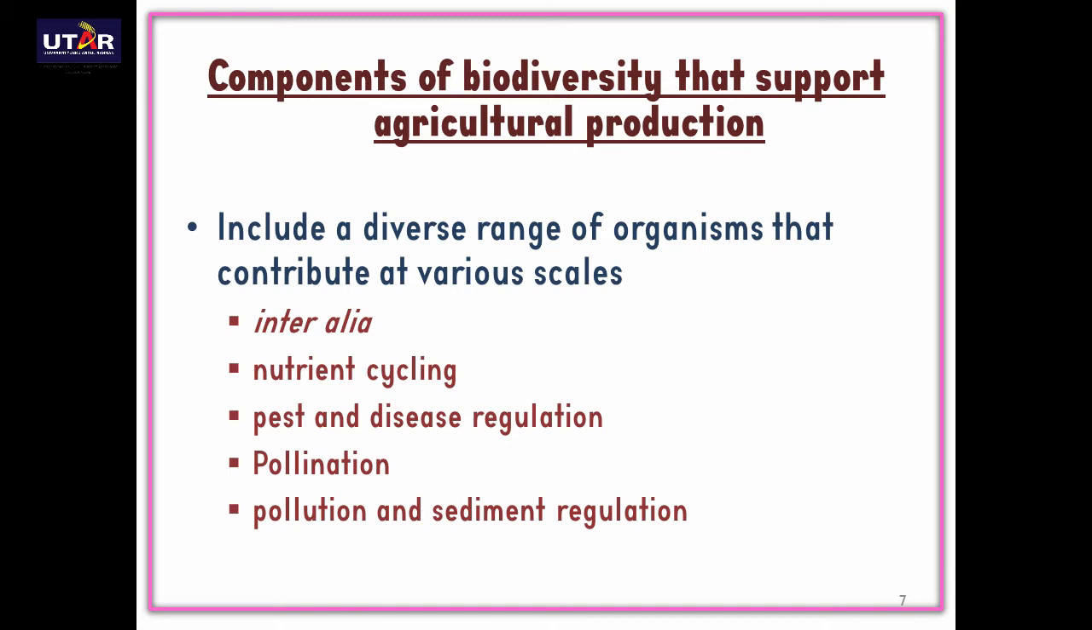The second component of agricultural biodiversity is the biodiversity that supports the ecosystem services upon which agriculture is based. Ecosystem services are the direct and indirect contributions of ecosystems to human well-being. This includes a diverse range of organisms that contribute at various scales, for example, nutrient cycling, pest and disease regulation, pollination, pollution and sediment regulation, as well as the hydrological cycle, erosion control, climate regulation, and carbon sequestration.